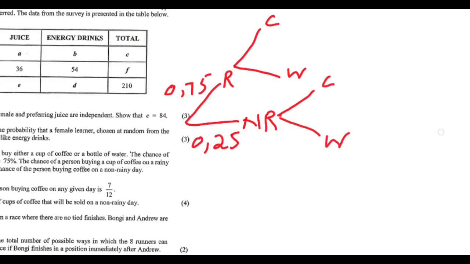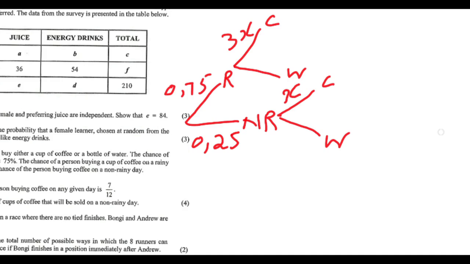Now, he says when it is a rainy day, it is 3 times the non-rainy day that they buy the cup of coffee. So if this is x, this becomes 3x. On a rainy day, they buy more coffee. Now we have this. So now use the total probability of buying coffee to solve for x.